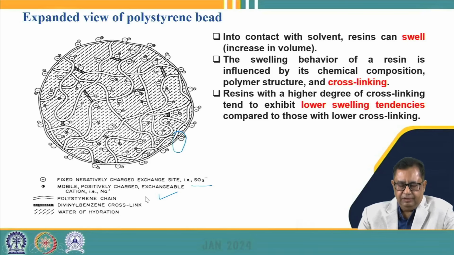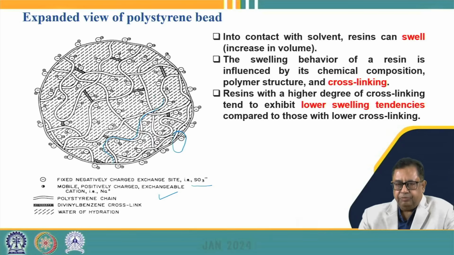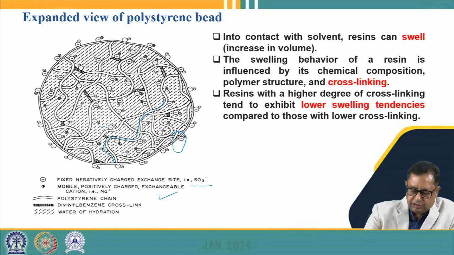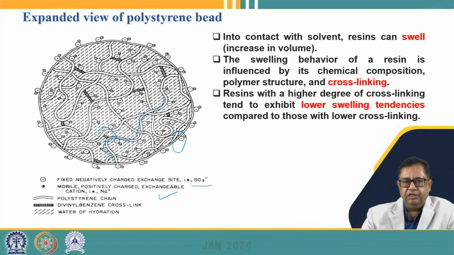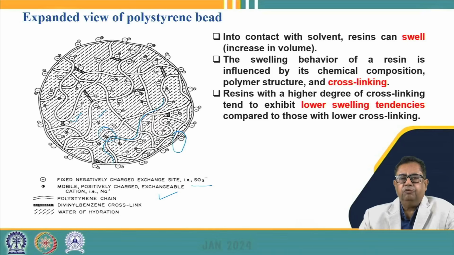So these ions can move, and these ions can be exchanged by the cations present in the water or the wastewater. And similarly, you can see here that the long chain compound, that is the polystyrene chain, is there, which acts as a base, right? And similarly, we can have the cross linking, which is done by divinyl benzene, and the shaded portion that you see here is representing the water of hydration.